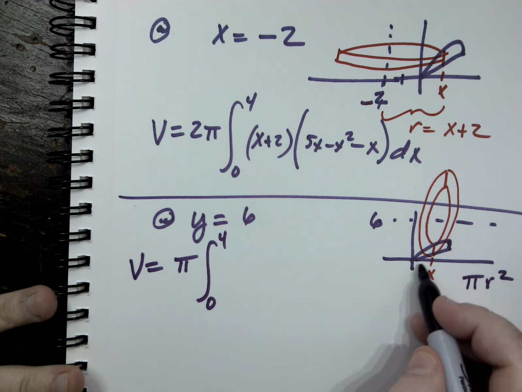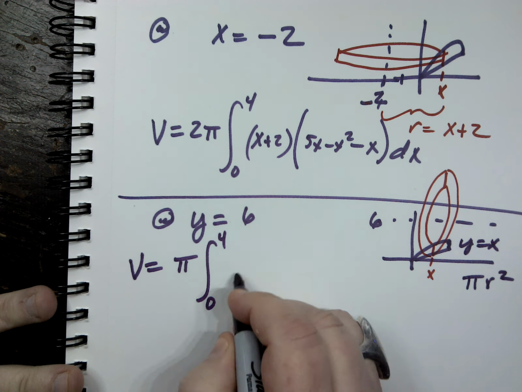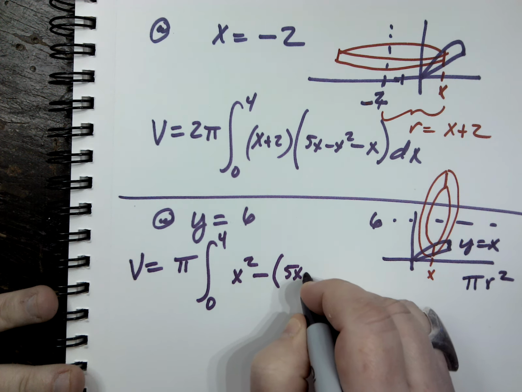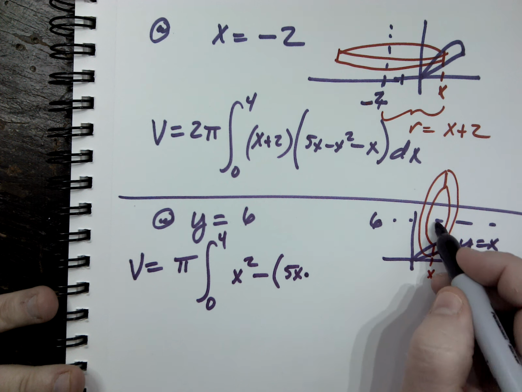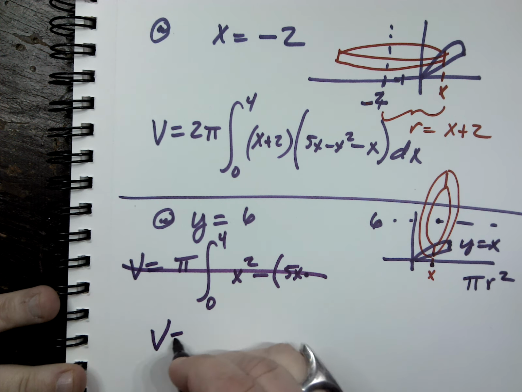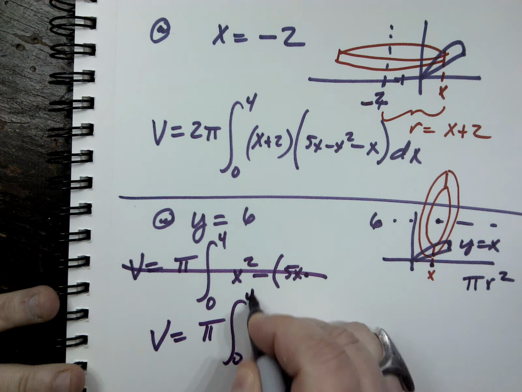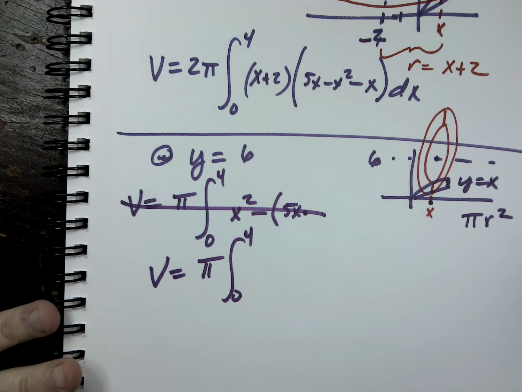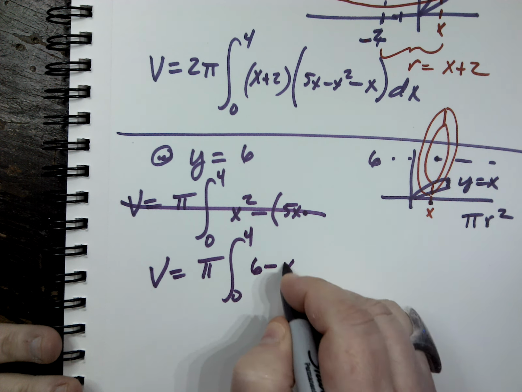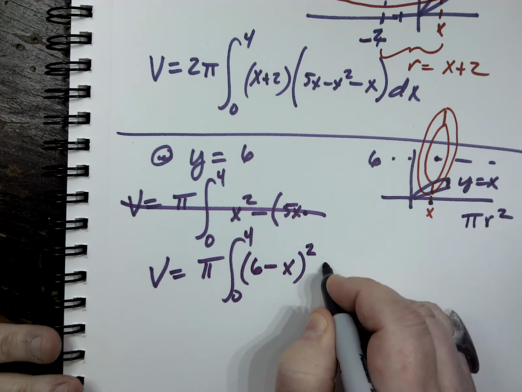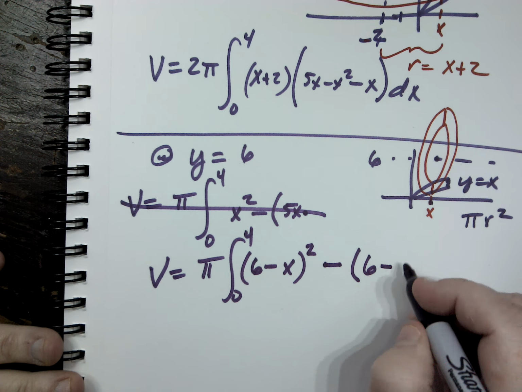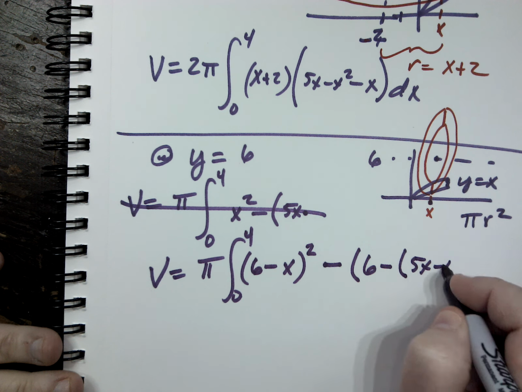The outer circle is the line y equals x. And the inner circle is created by 5x. Oh wait, that's not right. That's not the radius. Okay, 6 is the distance from here to here. x is from here to here. So integral from 0 to 4. The outer radius is 6 minus x, squared, minus the inner radius, which is 6 minus that curvy thing, 5x minus x squared, squared.